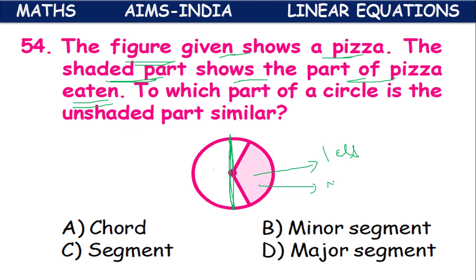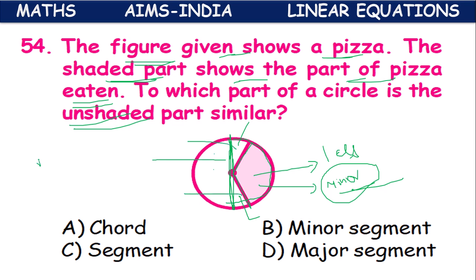So it is a minor segment. This is less than half, because this total is the half part. Out of the half part, only this part is eaten. Still this part is remaining. So the pizza eaten is a minor segment. If the eaten part belongs to the minor segment, then the unshaded part, including this part, will be known as the major segment.